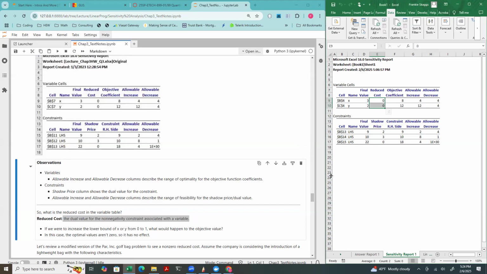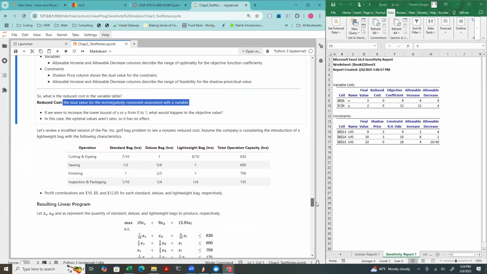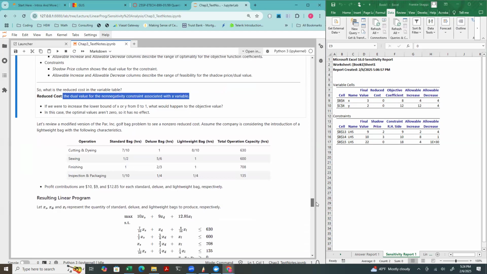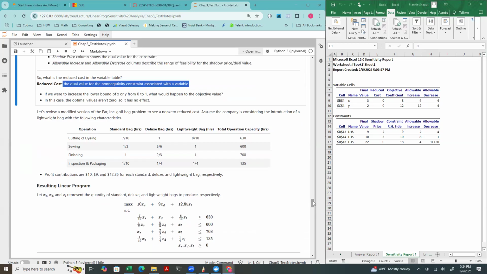But we can play around with the model we're working with and come up with a model that is going to challenge that a little bit. So I'll just show the model at this point. What if we change the golf bag problem that we talked about last week, Par's golf bag? Last week, I believe they just had a standard and deluxe bag offering. They had certain operations they had to go through, a certain total capacity in each operation, and a certain total consumption amount of labor for each golf bag style.